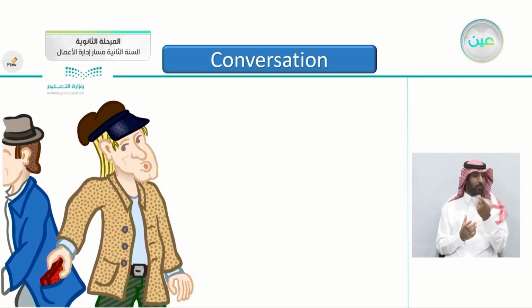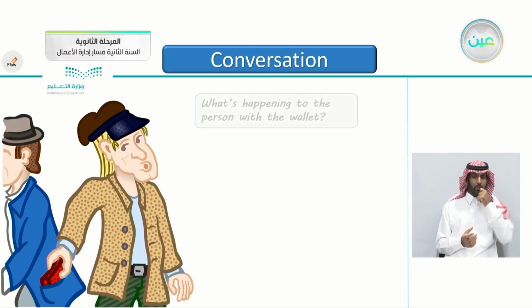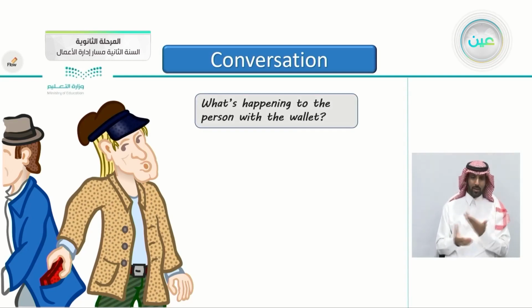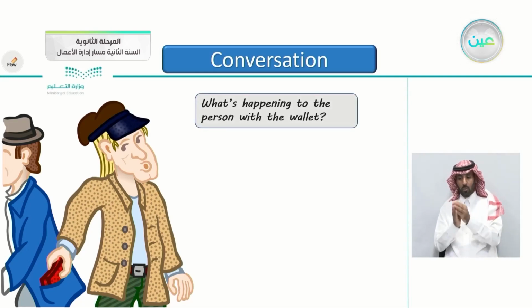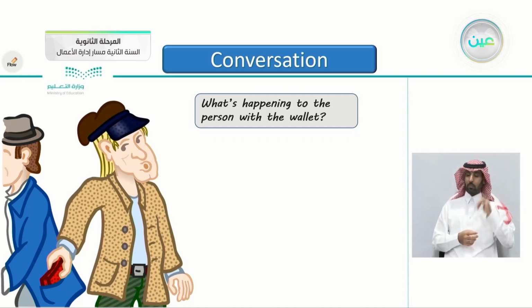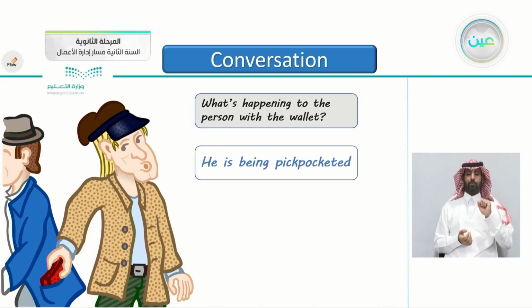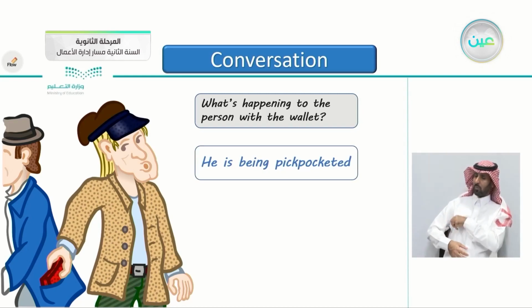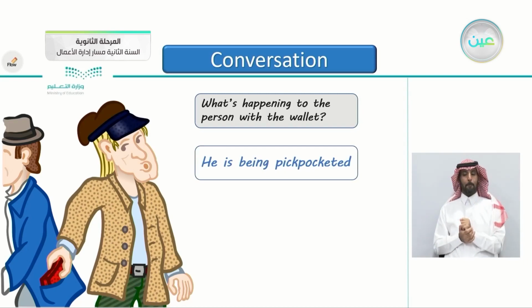So what do you see here in this picture? What's this man doing? What's happening to the person with the wallet? You can see here the man with the blue jacket. Yes, the man is being pickpocketed. Pickpocketed. What does it mean to be pickpocketed?